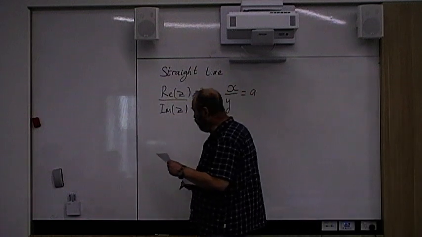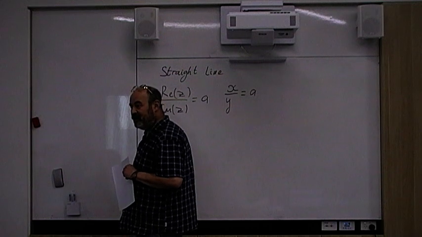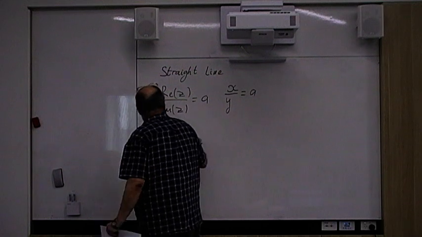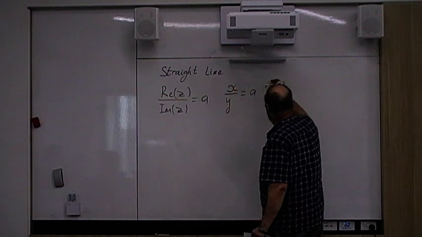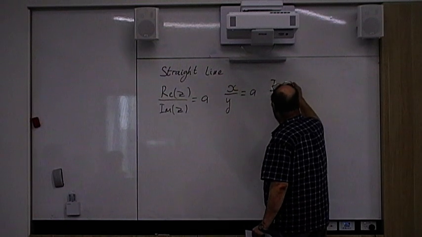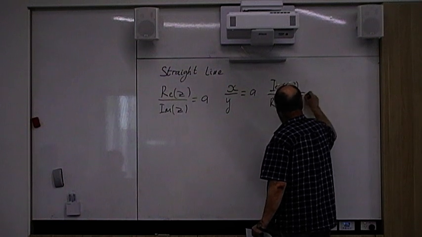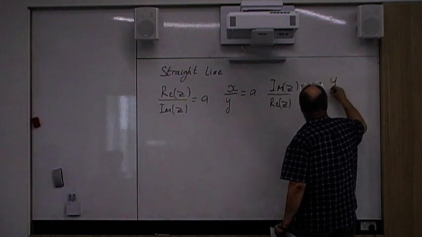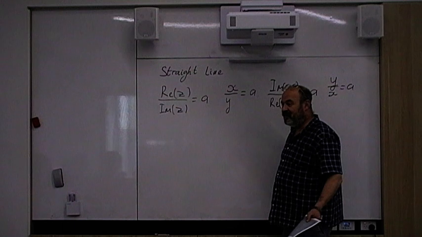Another way: imaginary on real equals a. It will be the same thing if you flip it. If you have the imaginary part divided by the real part equals a, so it is y on x equals a. It's the same thing, right?